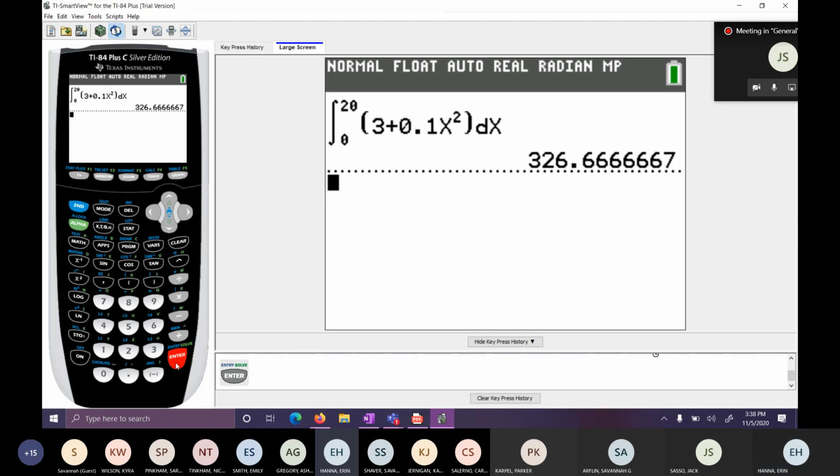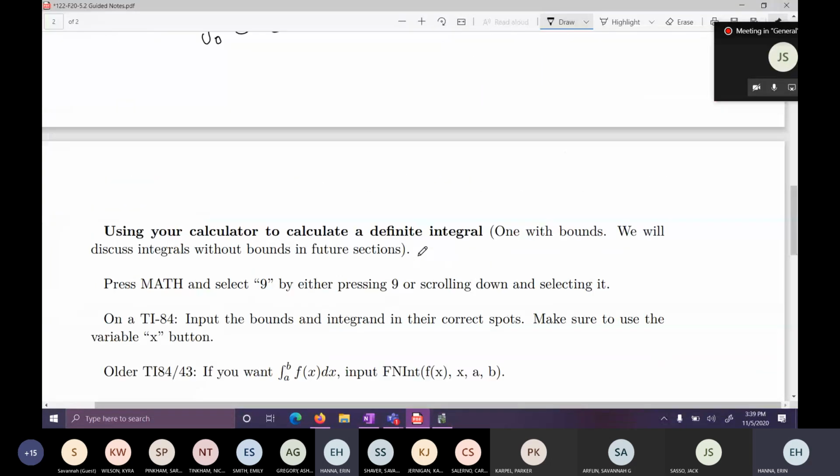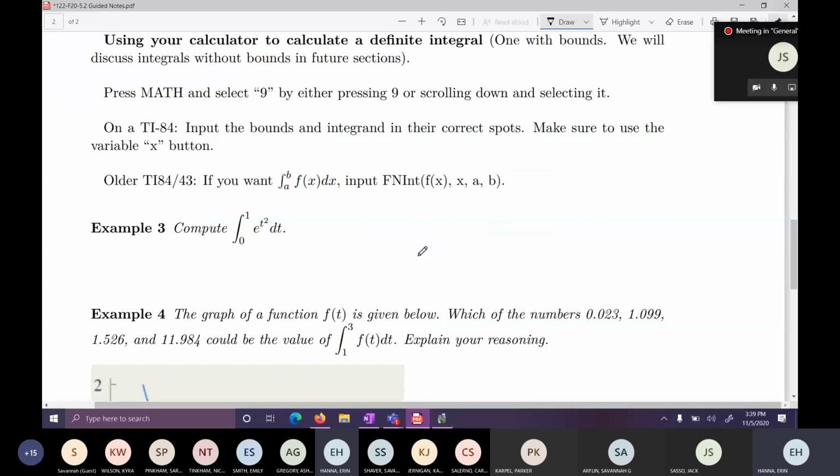Let me leave this up for a few. If you have an older calculator, throw it out. No, I'm just kidding. If you have an older one, it's going to come up with fnInt. Here's what you're going to put in. The first thing you're going to put in is the integrand. So the thing we're integrating is the 3 plus 0.1. Press that variable button, and you'll have to do caret to, because older calculators.